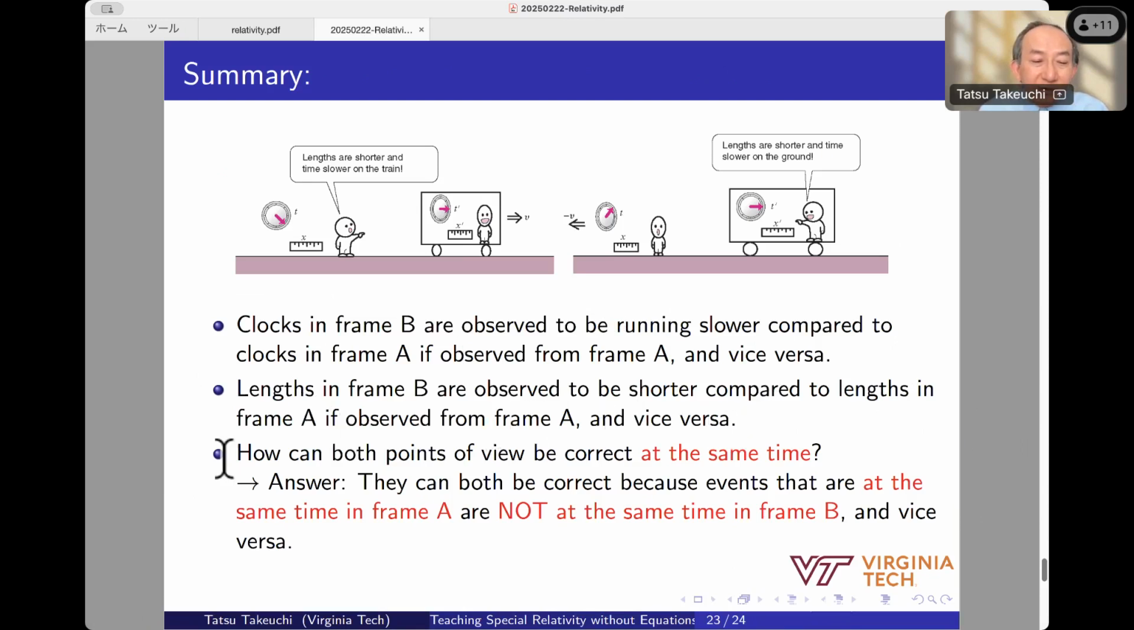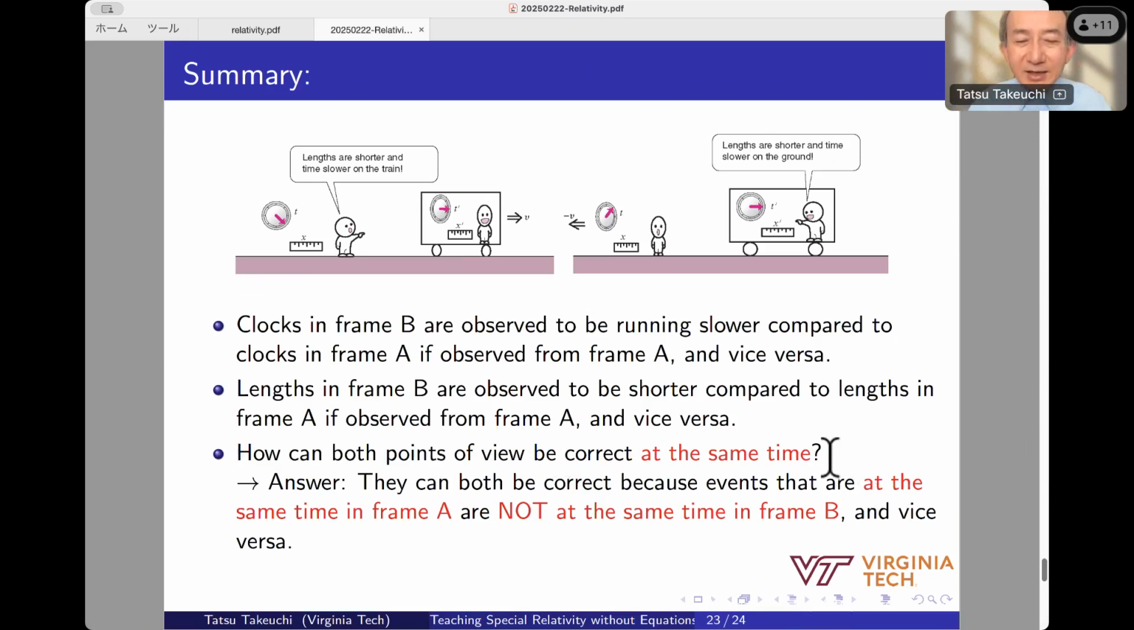And we come back to the question we posed in the beginning. How can both points of view be correct at the same time? And the answer is they are both correct, because at the same time in frame A is not the same thing as at the same time in frame B. At the same time is a concept that depends on the observer, okay? So asking the question, how can both points of view be correct at the same time? The answer naturally is, of course, you can't have them both correct at the same time. They're both correct because they're not at the same time, roughly speaking.